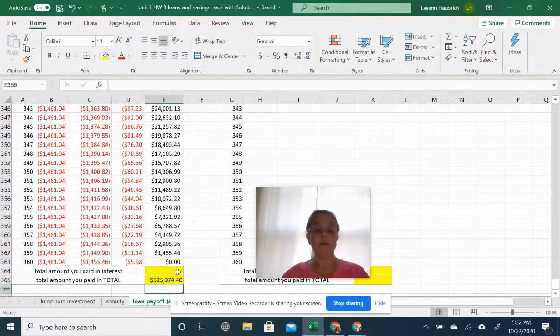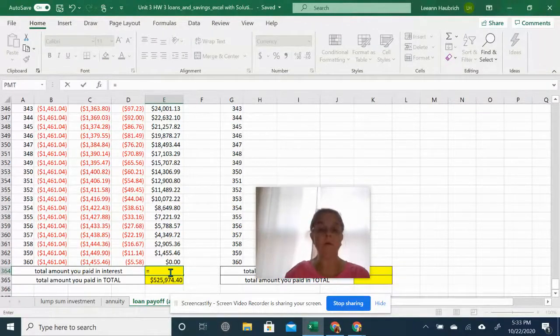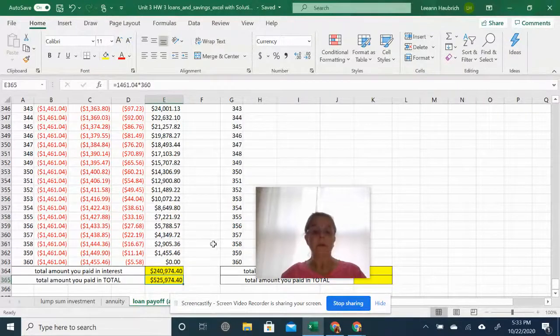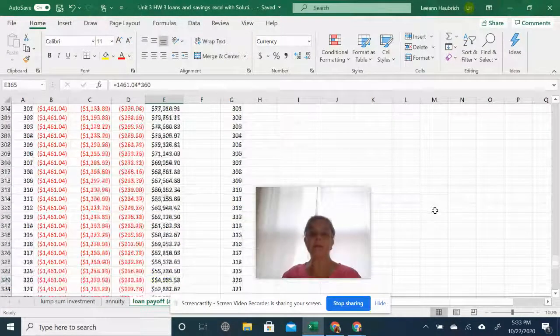So the initial loan was $285,000. How much of this money was interest? I hit the final amount paid minus the initial amount, the $285,000, enter. So notice the amount of interest that was paid on this loan, $240,000. The interest is pretty close to the initial price of this loan.